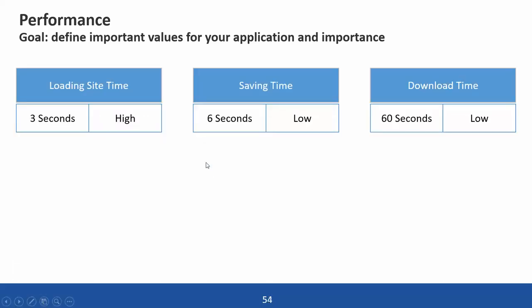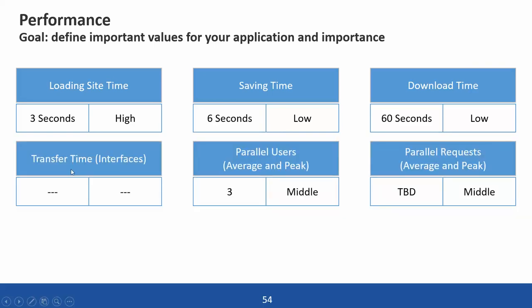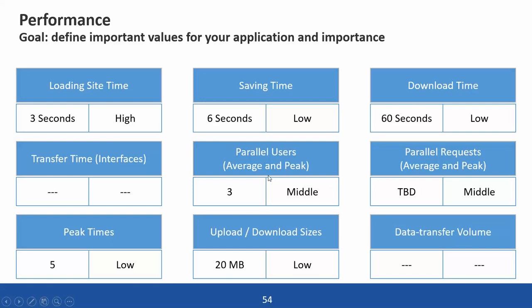So for example, in my application, a loading time of 3 seconds for a page would be good. Saving time is not so important, because if somebody wants to save something, they are perhaps already ready to wait a little bit longer. 6 seconds, 10 seconds will be okay. Download time is also not so important: 60 seconds. I don't have transfer times. I think there will be average users 3. I don't know how many requests, and then the peak times 5. But like I said, you can see it's important that on average, and middle important that the application is able to handle 3 users, and that's okay.